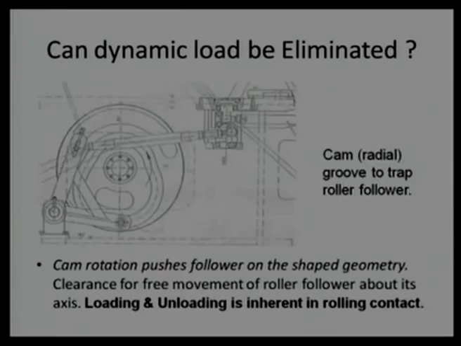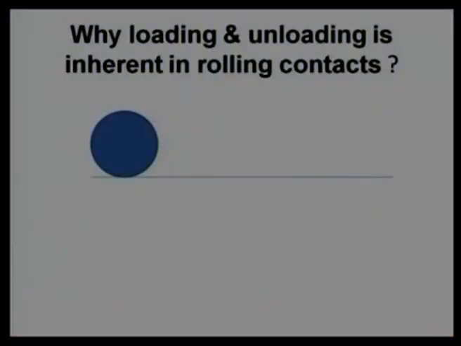Even though we do all the things, we make a good mechanism, we go for multi links, try to make the pressure angle as low as possible, as close to 0 as possible, still in that case, because of the rolling contact nature, there will be loading and unloading. That means there will be a force and there will not be a force, and it will be generating a dynamic load. To understand that, let us take a look, or just go through this slide.